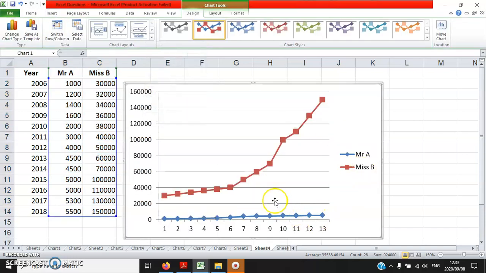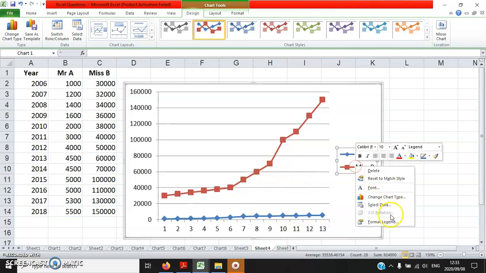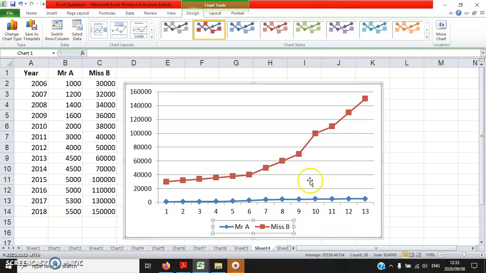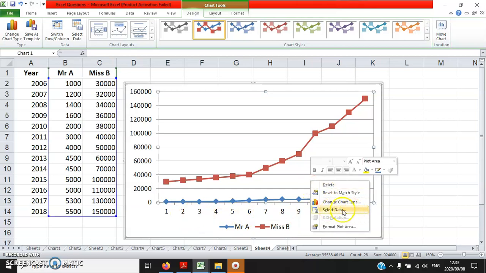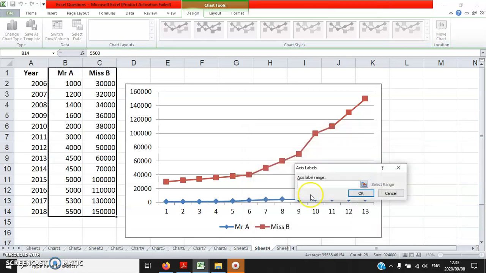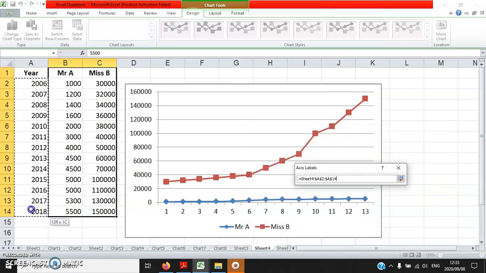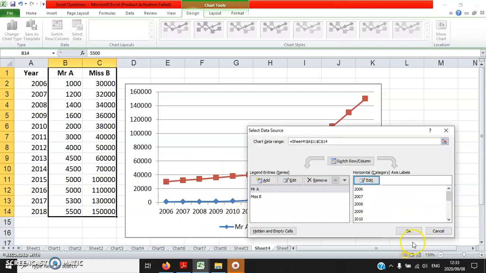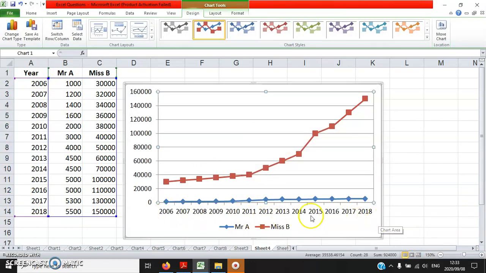line chart. You can see it is difficult to interpret the earnings trend of Mr. A because he earns way too little compared with Miss B. But let's move the legend to the bottom. And the x-axis, select data, edit, then the years from 2006 to 2018. And now you see the changes here.